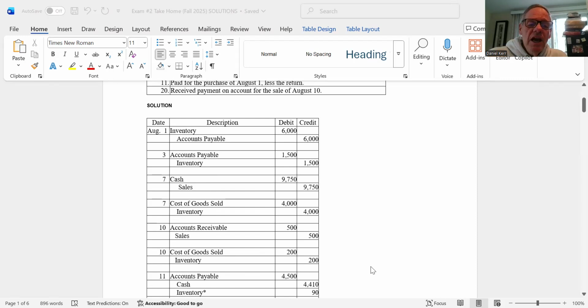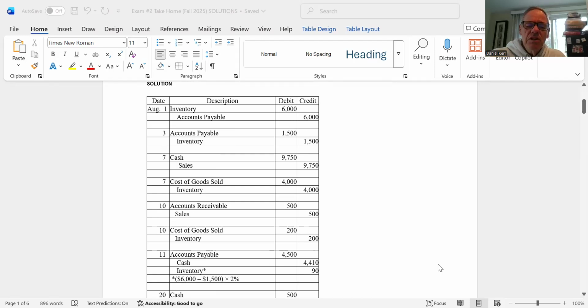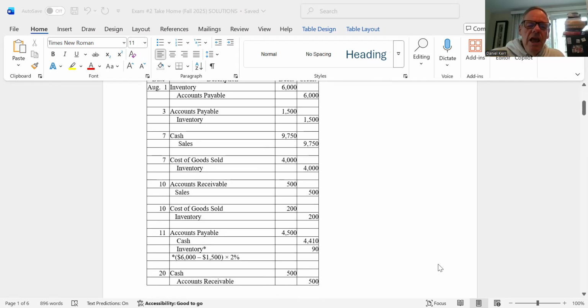August 10th, you had a sale of $500 on account, debit accounts receivable, credit sales. And you have to record the cost of the sales, so it's a debit to cost of goods sold and a credit to inventory. And then on the 11th, you paid for the stuff that you bought on the 1st.